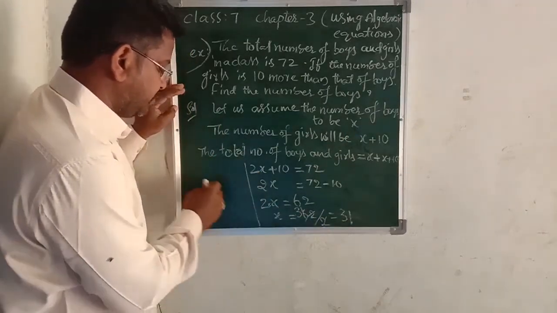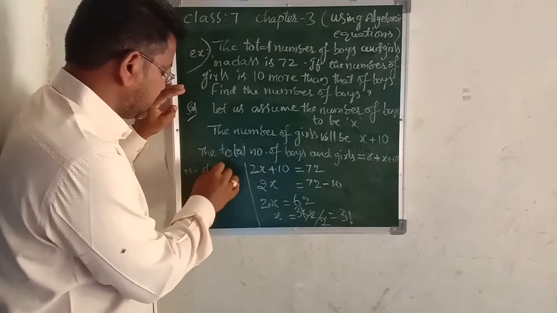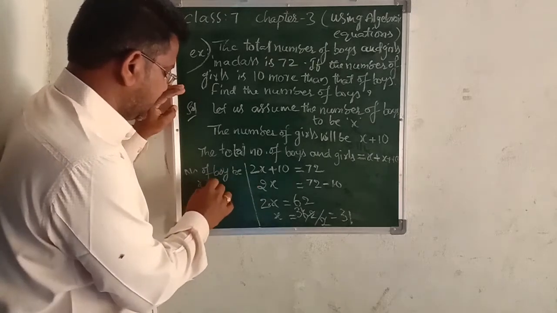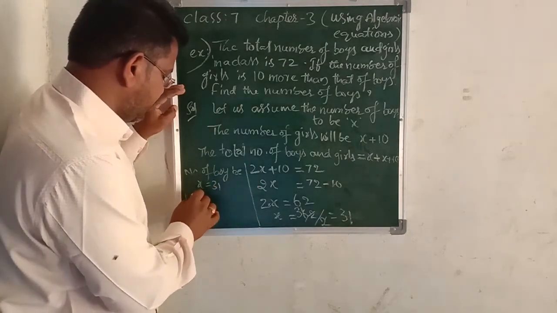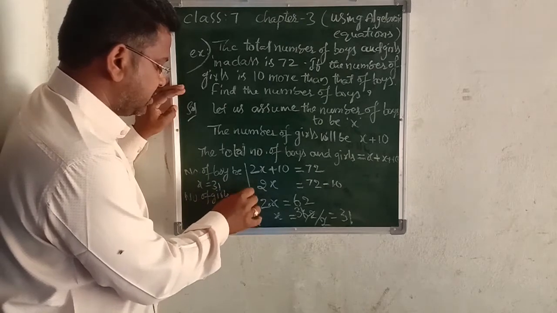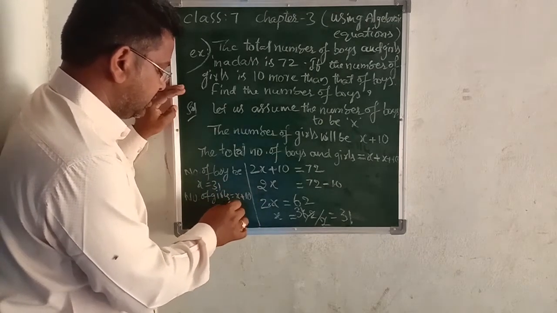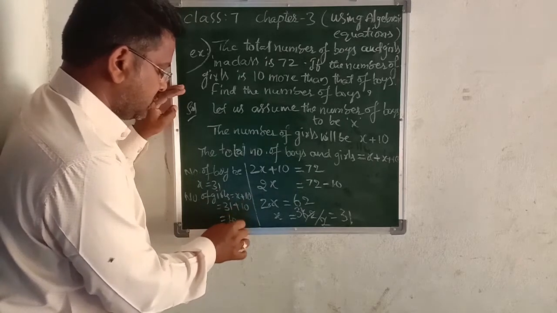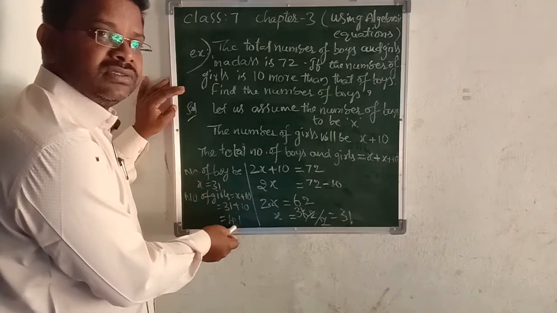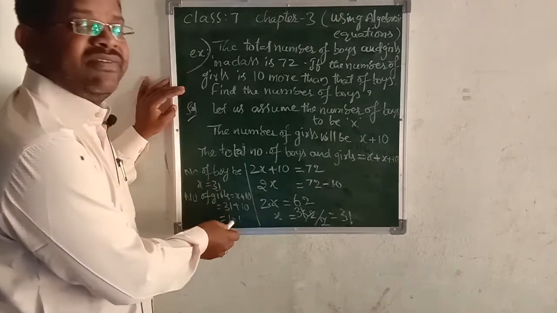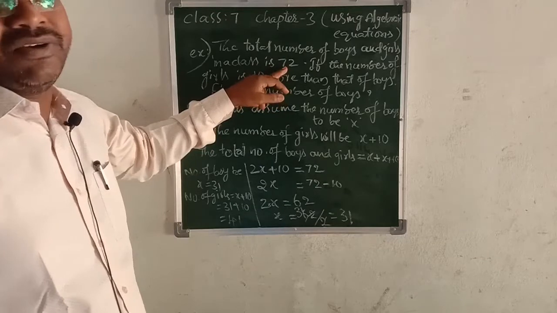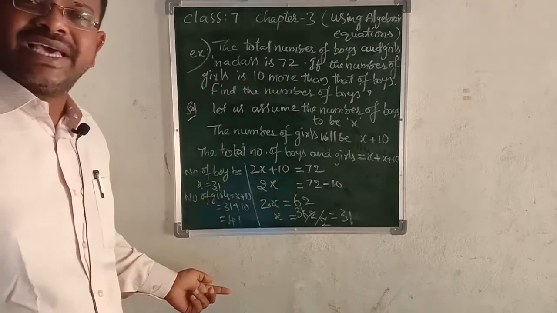Here we just write down: the number of boys, let it be x, is equal to 31. Next, what about the number of girls? x plus 10. So x is 31, plus 10, that is equal to 41 girls. If you add 31 and 41, we get 72, the total of the girls and boys. The question given is 72, so our solution also is correct.